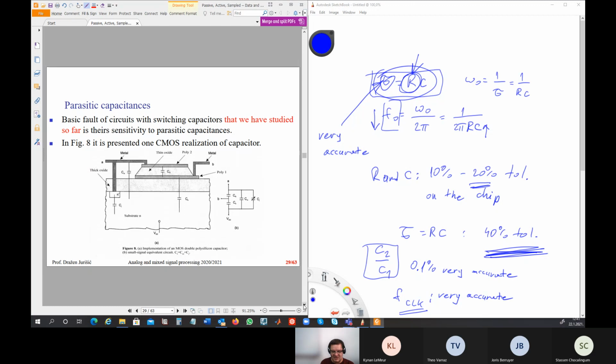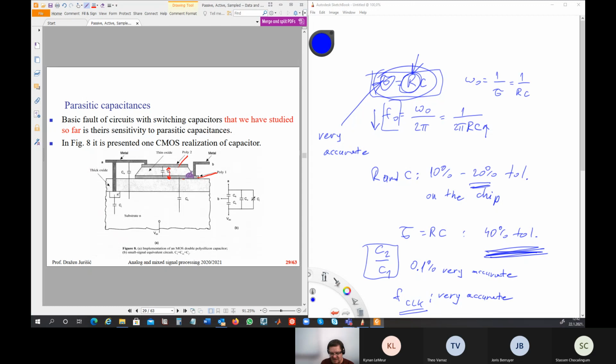Now, the next problem is parasitic capacitances. If you realize capacitors on the chip, there can be some problems with parasites. Here you see many parasites. This capacitor is here between these two, and it has one plate poly and a second plate poly. Poly is conducting current like metal, and oxide is the insulator. So you see how this capacitor is made.